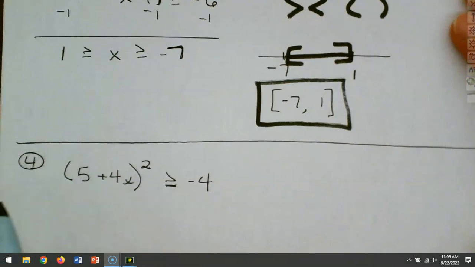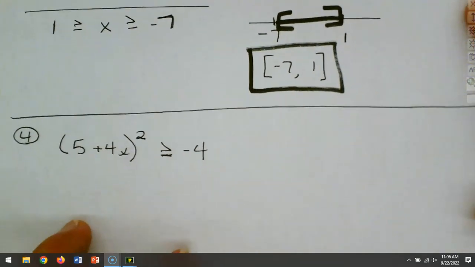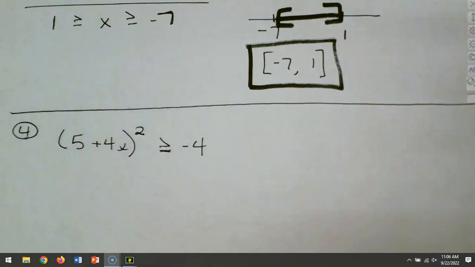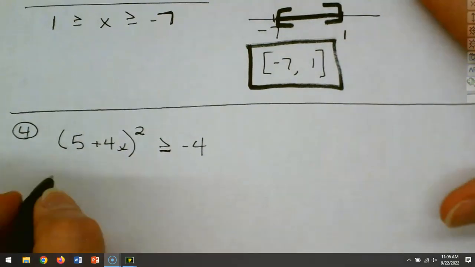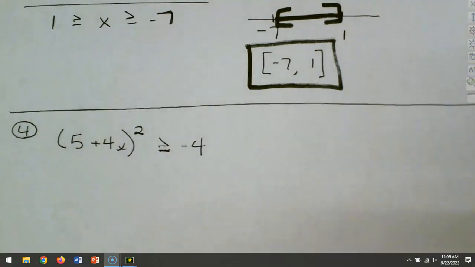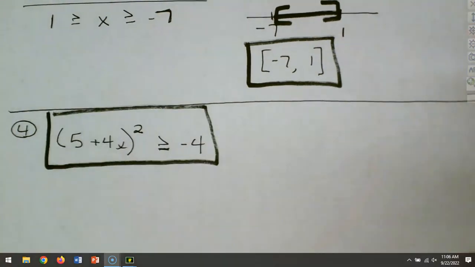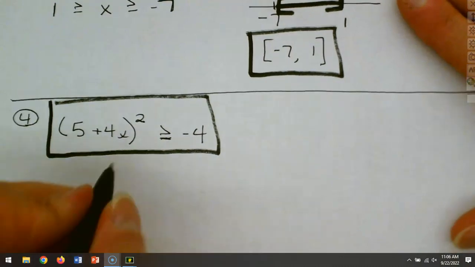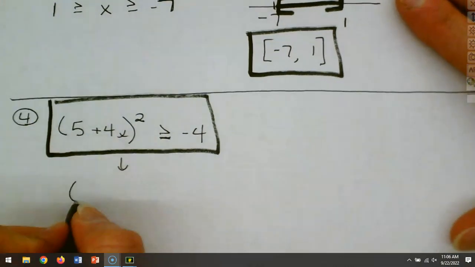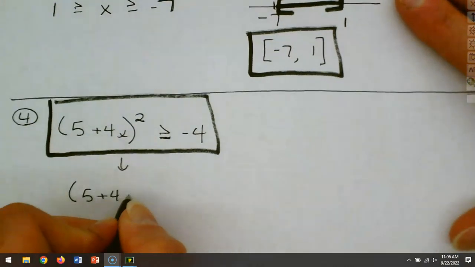Now, what are we going to need to do? Well, we need to solve this, right? So we come up with our critical points. And I'm going to use the square root property. So I'm going to rewrite this. I'm going to box it first so I don't lose it. This is my original. I'm going to replace this with an equal sign. And this way I can solve it.